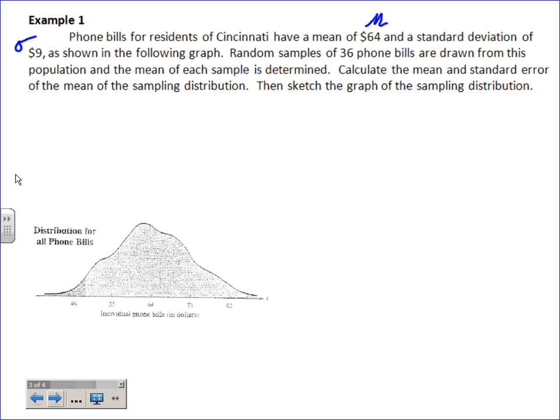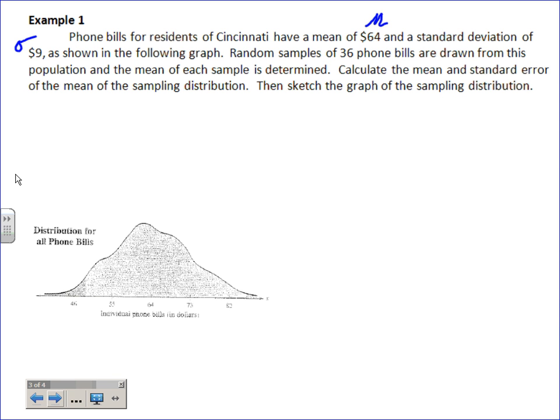So we got 36. Can we use the central limit theorem or not? It was not normally distributed. How many samples am I taking? Is that enough, according to the central limit theorem? Is sample size 36 enough? What does it have to be? 30. So if it's not normally distributed, you need at least a sample size of 30. It's not saying how many of those samples you need, but it is saying that the sample size must be at least 30. So it took 36 phone bills.